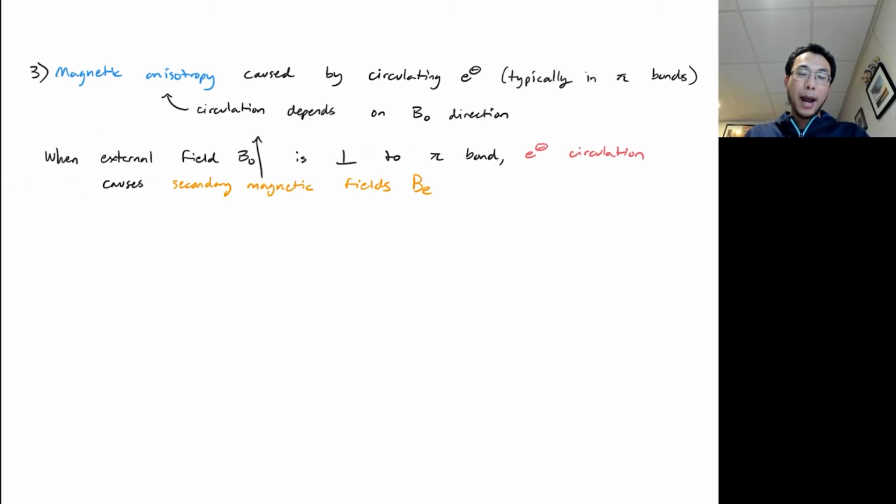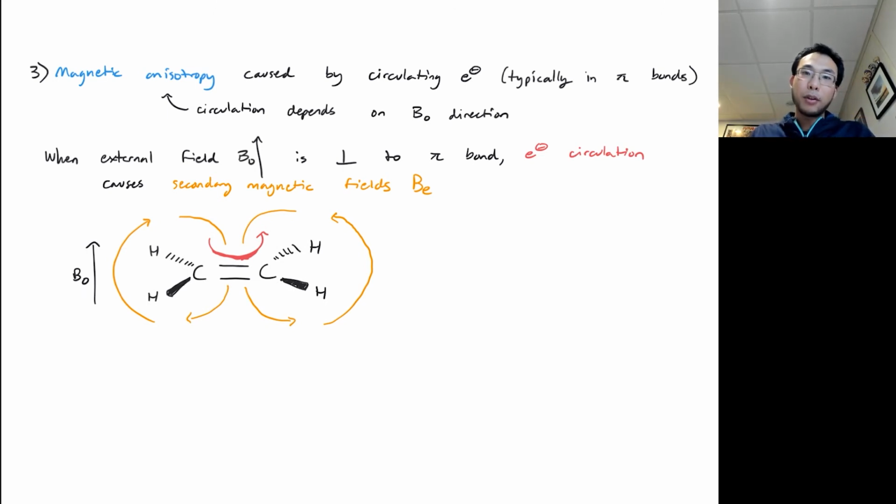Alright, so what happens is in an external magnetic field, when that external magnetic field is perpendicular to a pi bond. So what you're trying to imagine is that in a sample that's undergoing NMR irradiation by radio waves, a molecule might be like this, it might be like that, it might be oriented this way or that way, but at the times where it's perpendicular to the external magnetic field, the circulating electrons in the pi bonds will cause a secondary magnetic field, which we'll call B sub E.